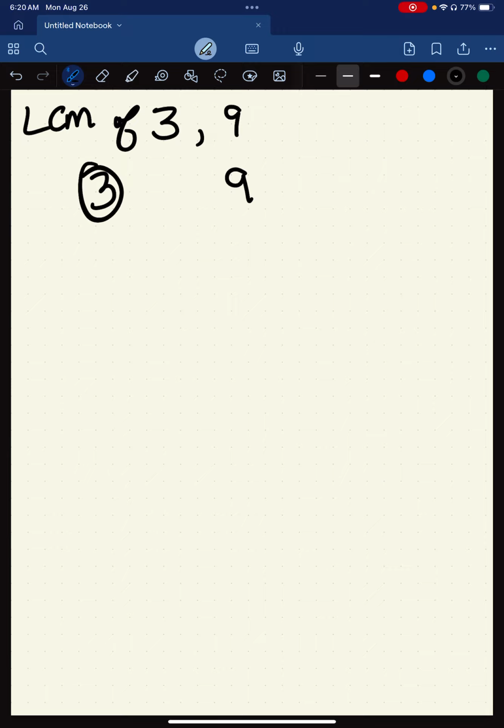Let's do the least common multiple of 3 and 9. So this way I'll use the tree method. 3 is just 1 times 3. And then 9, so 3 is already prime. 9 is 3 times 3. So we know that whatever the least common multiple is, it has to have a 3 from this side. So it needs a 3. And then we have an additional 3 over here.